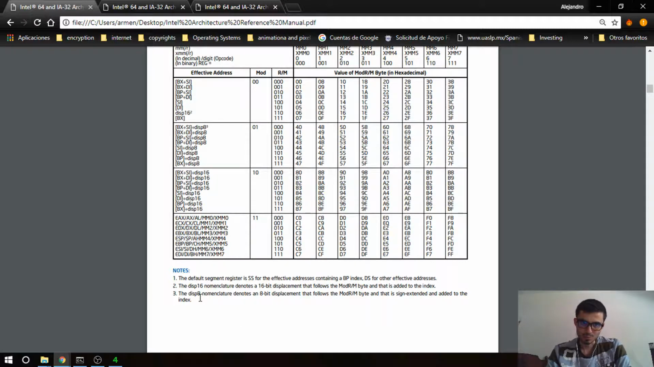Okay, so the displacement 8 denotes an 8-bit displacement that follows a ModRM byte as well. So you have another bit, you know, it encompasses 4 bits total, and those 4 bits are added to the index. Okay.